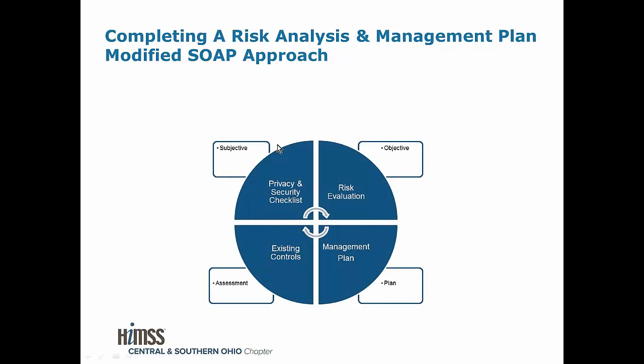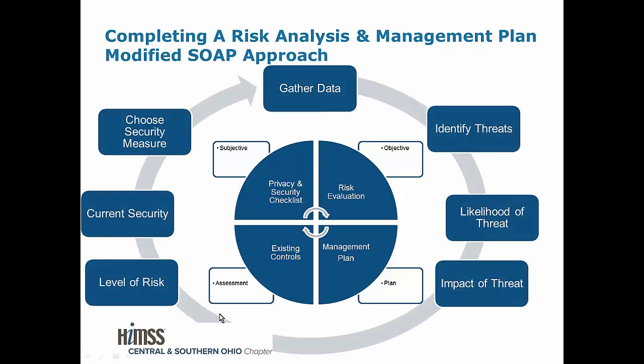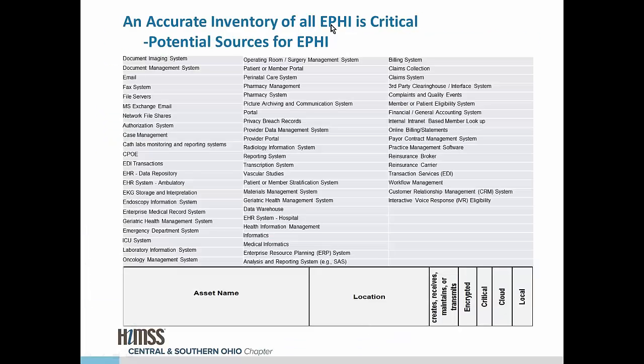So we've tried to use the old SOAP method: subjective, objective, assessment, and plan. That's what our docs understand. We do have a privacy and security checklist. We do go through a risk evaluation with them about what is the impact, what's the likelihood. We take a look and see what kind of existing controls they have, and then we will create a management plan. And as we tell them, this is never-ending. This is not a one-time shot, this is something you need to maintain.